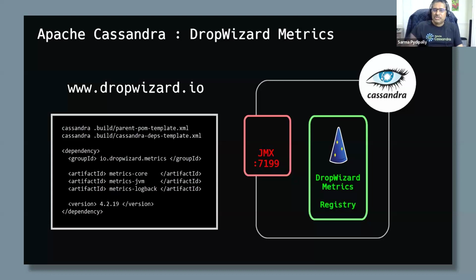So just to give you some introduction, on your right side, you see a Cassandra node. It already has something called Dropwizard metrics, and all the metrics are published via the Dropwizard metrics library, or you call it the registry.